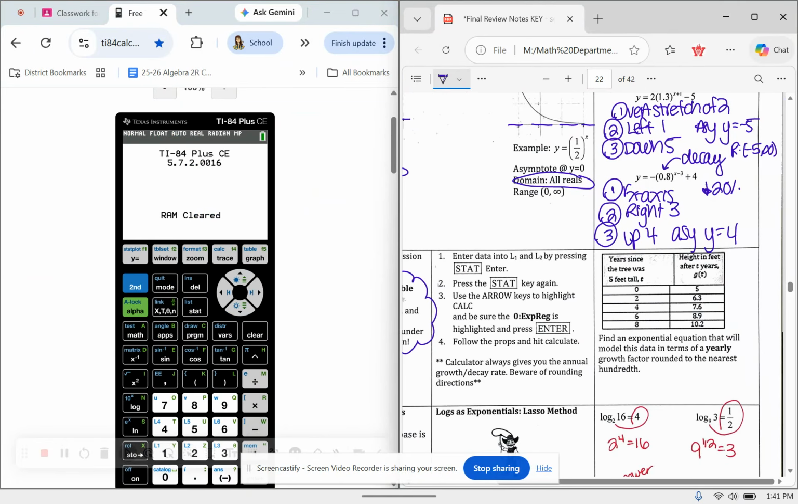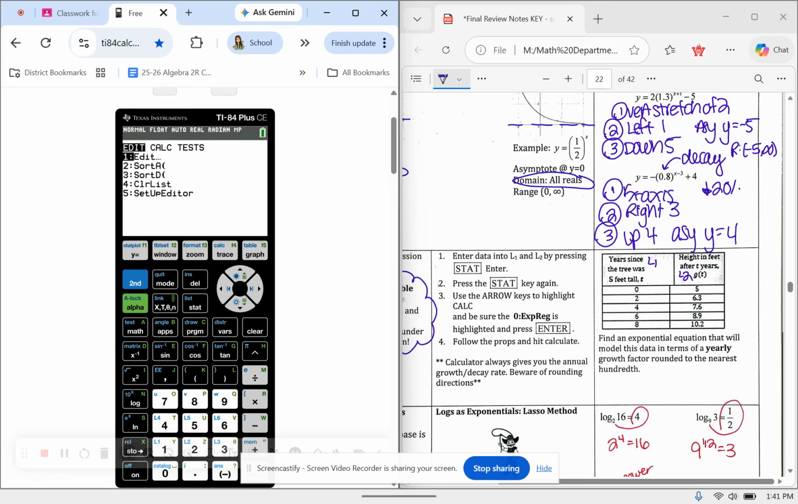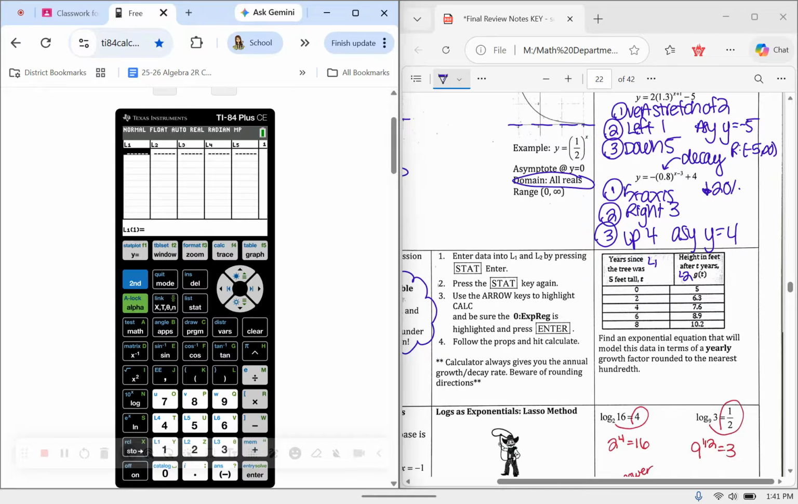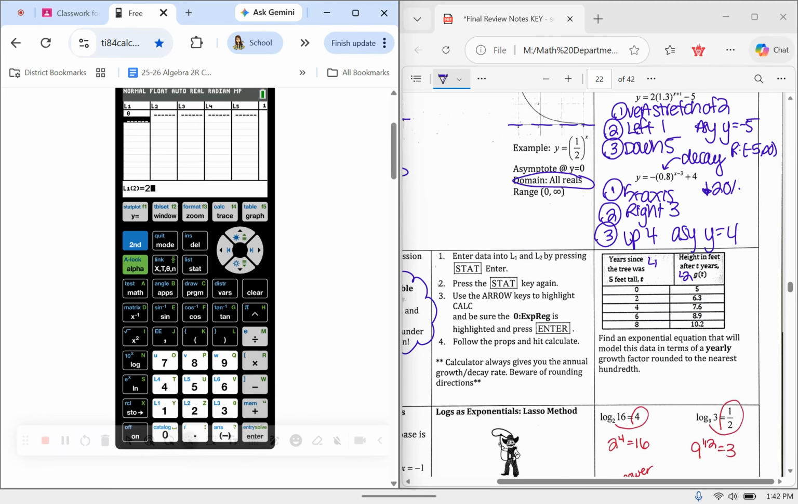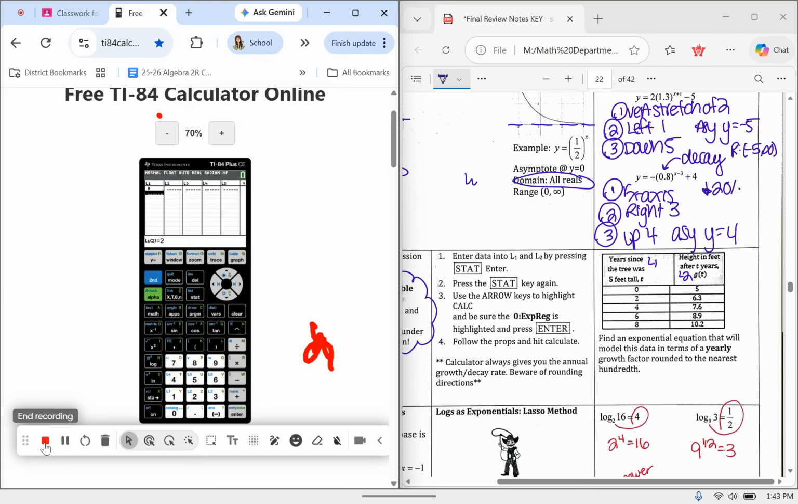I want to find an exponential equation that will model this data. So I'm going to call this L1 and this L2. And I'm going to go to my calculator and hit Stat and Edit. Okay, I'm going to type in this data now. Oops, sorry about that. Okay, so I'm hitting 2, enter, 4, 6, 8. Okay, and then I'm going to put my data over here.